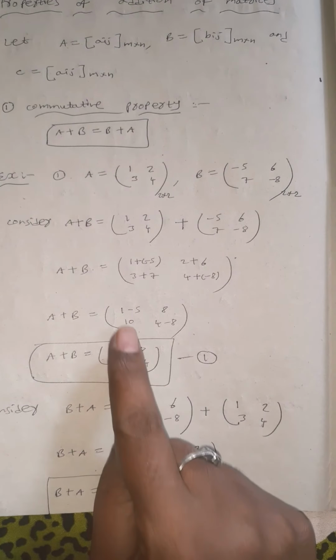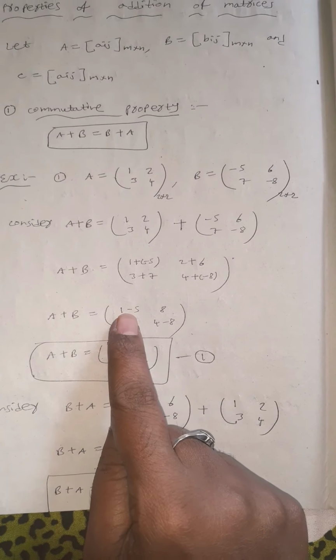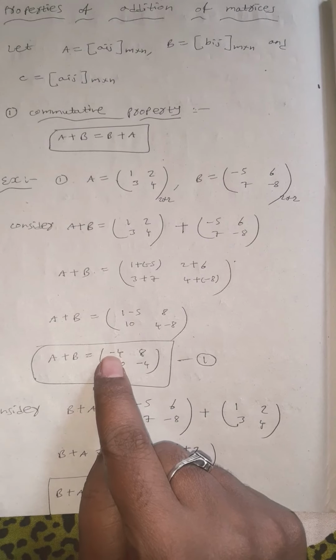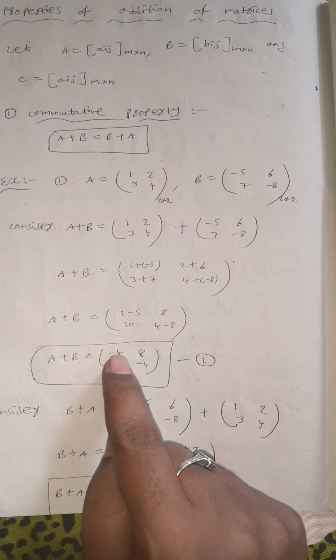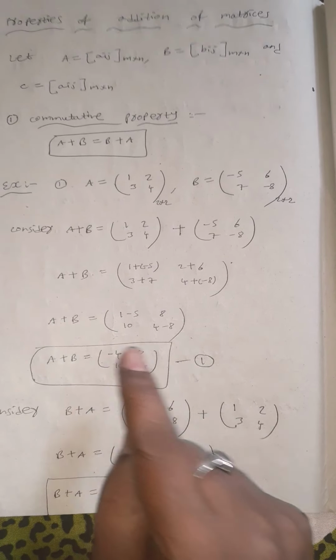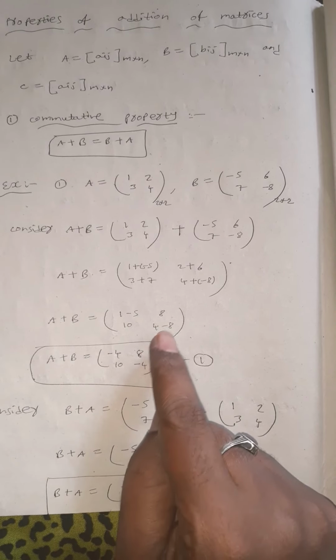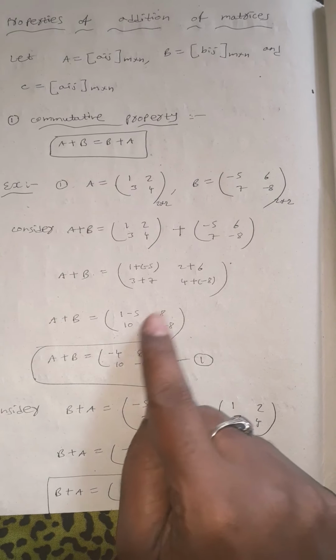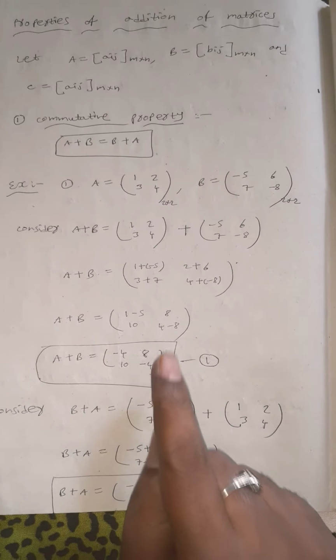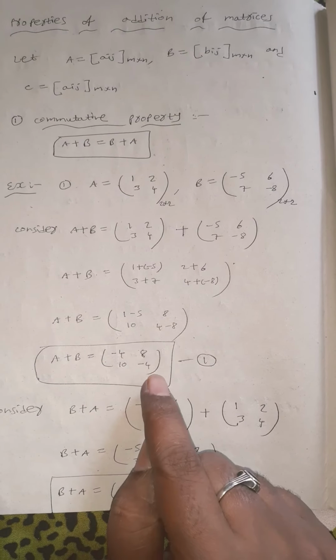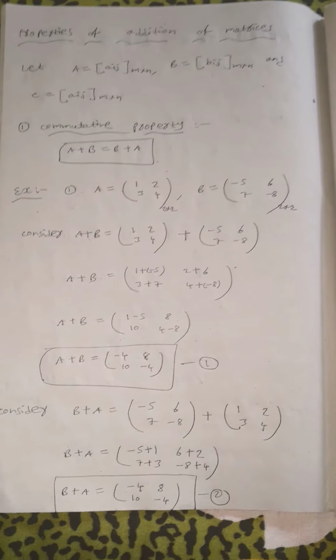So therefore 1 minus 5: the big number is having the negative symbol, so the answer will come negative. Write minus as it is, 5 minus 1 how much, 4. Overall answer is minus 4. 8 I wrote, 10 I wrote. Here also the big number is having the negative symbol, so write minus as it is, 8 minus 4 is 4. So overall answer is minus 4.